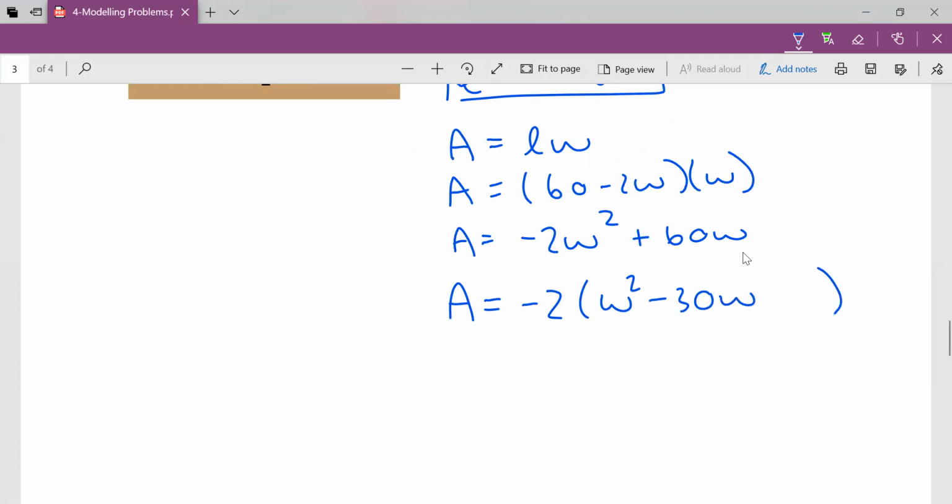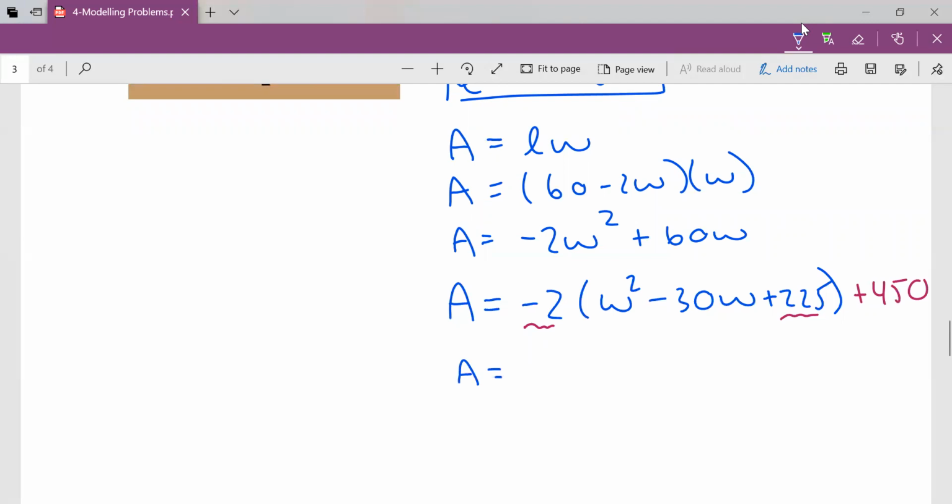And now negative 30 divided by 2 is negative 15. Negative 15 squared sounds like 225 to me. And again, I'm going to balance. I didn't add in 225 really. I added in negative 2 times that, which is negative 450. So to balance negative 450, I'm going to add 450.